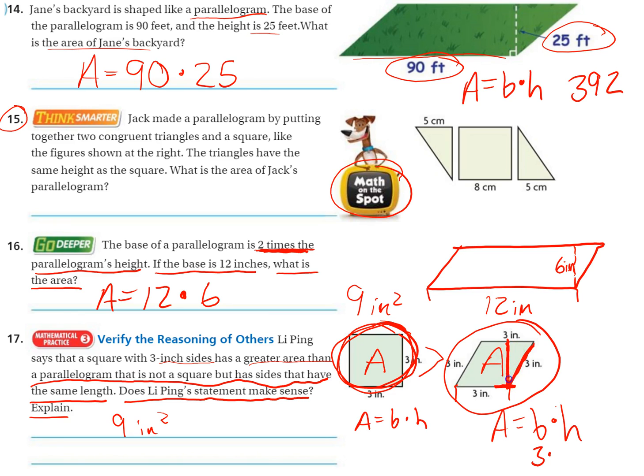So if we look at the height of this, think about if you have a box and you're holding a box straight up, and you kind of tilt that box. Now the top of the box is going to be closer to the bottom of the box than it was before. So this length from here to here is going to be less than 3 inches. Because of that, the area of this will in fact be less than the area of the square. So Li Ping is correct. The parallelogram will have a smaller area than the square.